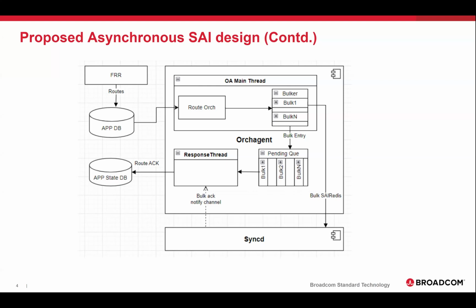So for the bulk SI Redis calls, there is no limit; they can go as is. But along with that, you're also queuing up at the pending queue. And as and when syncd starts giving responses for one of the bulk requests, the response thread should not wait for the lock to be released before it can acquire anything on the pending queue and start processing, right?